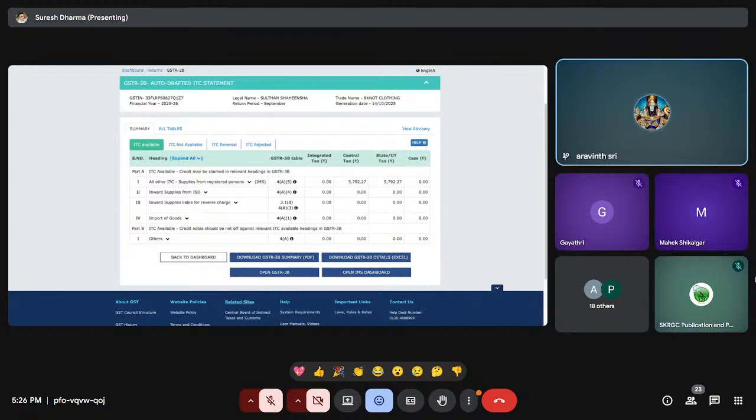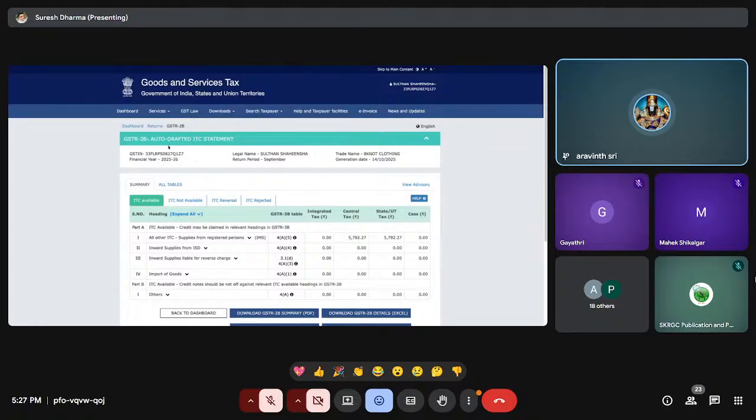Because after filing the GST 3B return, the consolidated column shows what purchases and what ITC we have used. So GSTR 2B is an auto-drafted ITC statement. After filing the return, we will see the purchases in the GSTR 2B column. So GSTR 2B means auto-drafted ITC statement. Please mention that in the note.